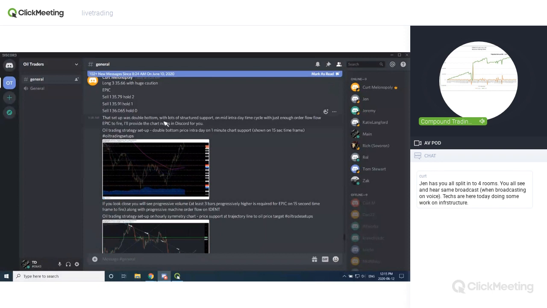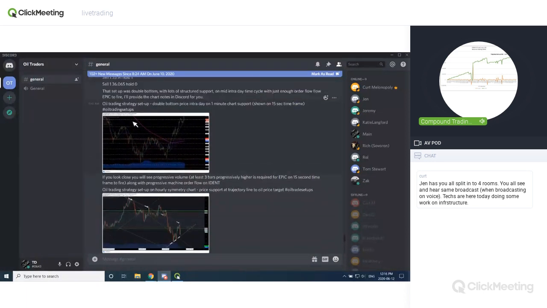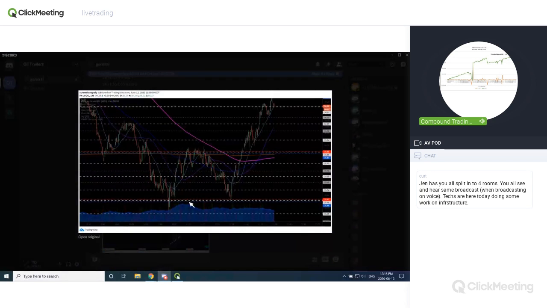That setup was a double bottom with lots of structured support on mid intraday time cycle with just enough order flow. And it should say volume, progressive volume to fire. So oil trading strategy, set up double bottom, price intraday on 1-minute chart, support shown on a 15-second time frame. So here's the chart, here's the double bottom. I had it on a 15-second time frame there to show, if you look close at the volume, you'll see progressive volume on the 15-second.